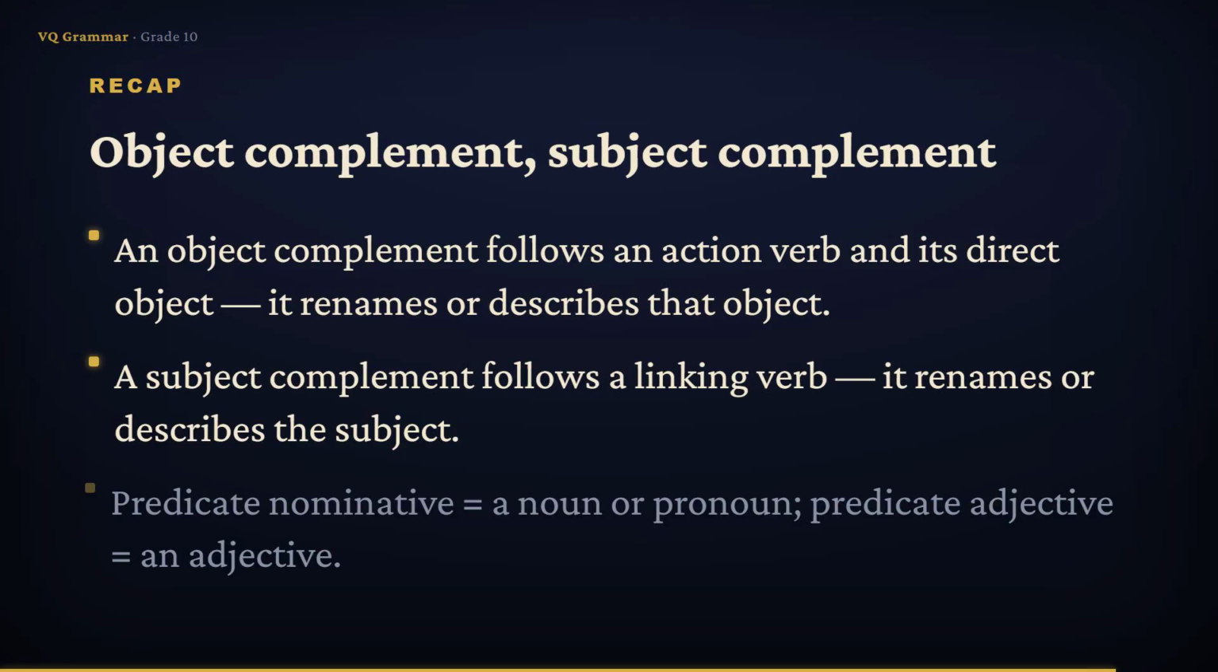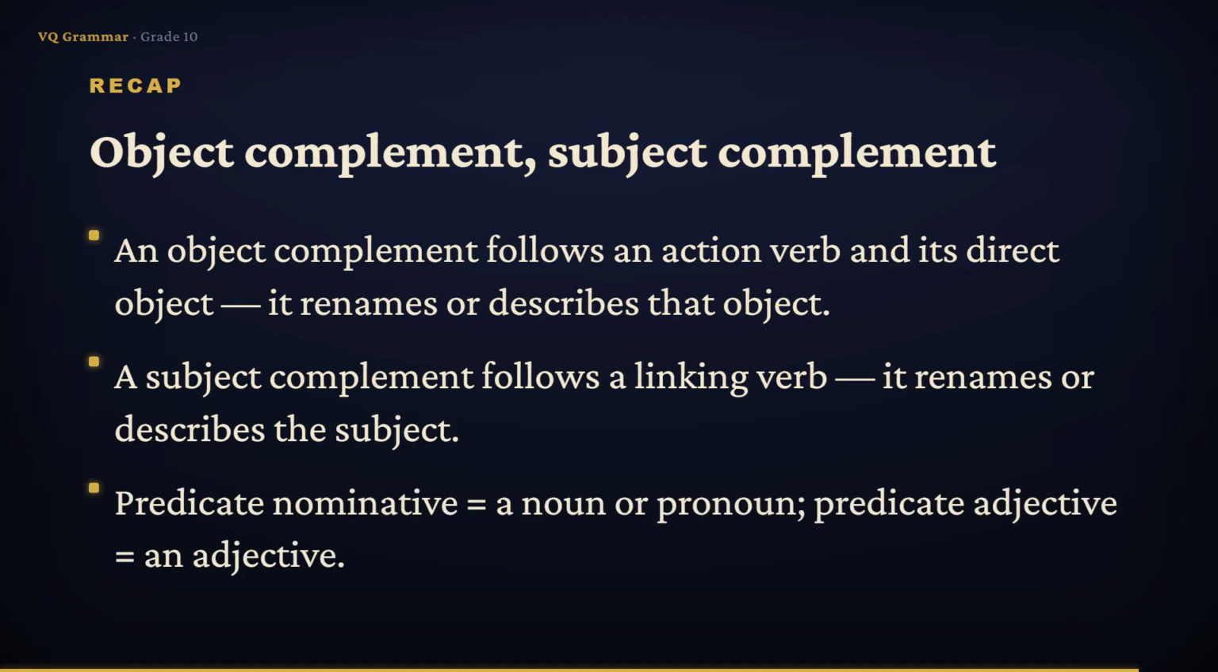A subject complement follows a linking verb, and it points the other way. It renames or describes the subject, and it comes in two flavors. A predicate nominative is a noun or a pronoun, like architect in my cousin is an architect, while a predicate adjective is an adjective, like calm in the lake looks calm. Always start with the verb. An action verb sends the complement back to the object. A linking verb sends it back to the subject.